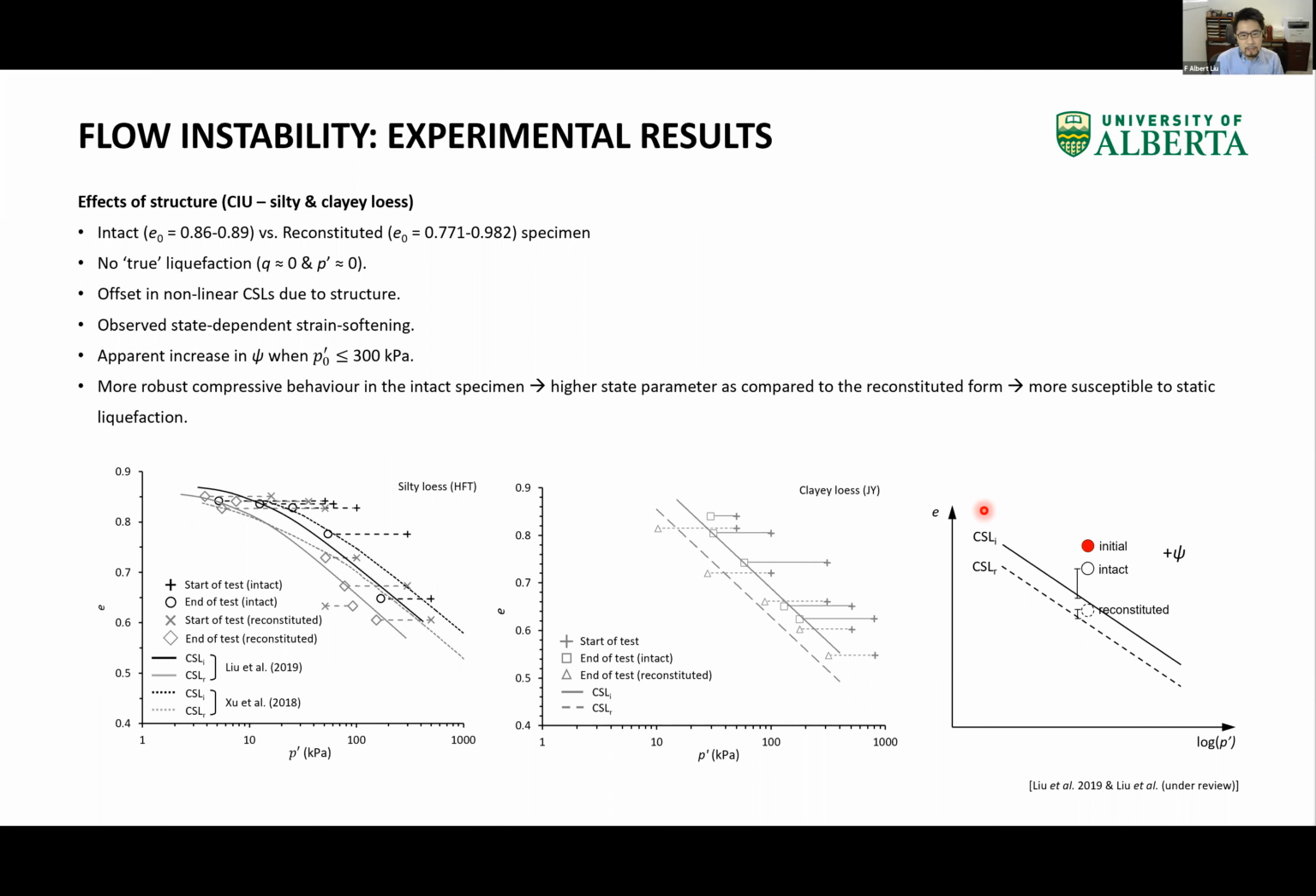What we can see here, the interesting result, is that depending on the stress level, you have a very robust compressive resistance because of the structure of the intact loess. So when you compress it, it will have a high resistance to compression. But for the reconstituted state, the structure doesn't really exist. The cementation doesn't really exist in that sense in terms of compressive resistance. So we will have a higher state parameter for the intact loess at the beginning of shearing, causing a structure that is much stronger and more susceptible to static liquefaction.